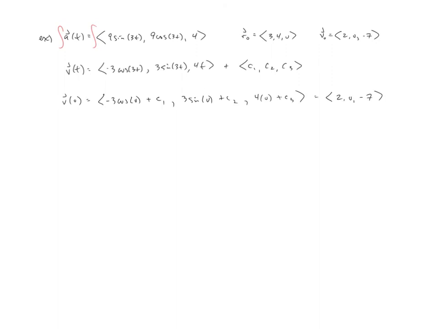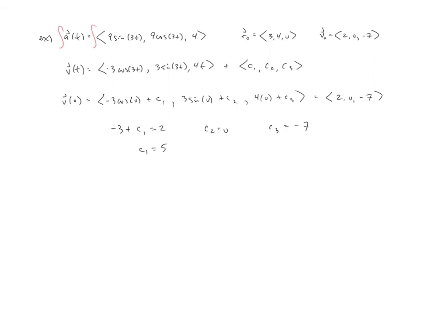And then we can just solve. We have -3 times cosine of 0, which is 1. So -3 plus c1 equals 2, which implies that c1 would equal 5. Then similar for this one. Sine of 0 is 0, so that's going to very directly say that c2 is equal to 0. And then, much like the last one, 0 plus c3 would be c3 equaling -7.